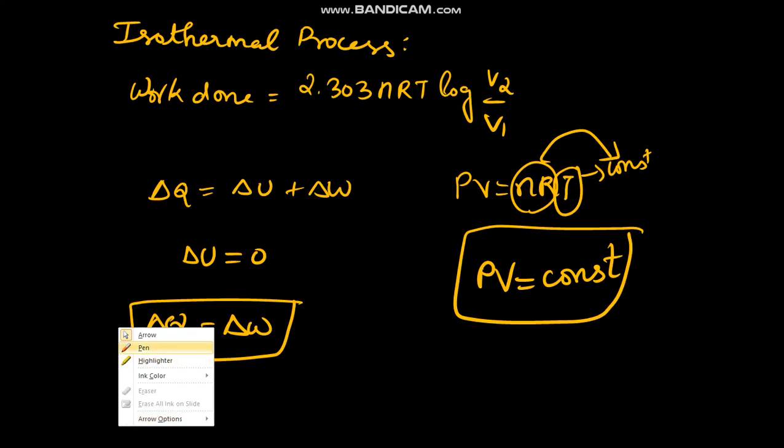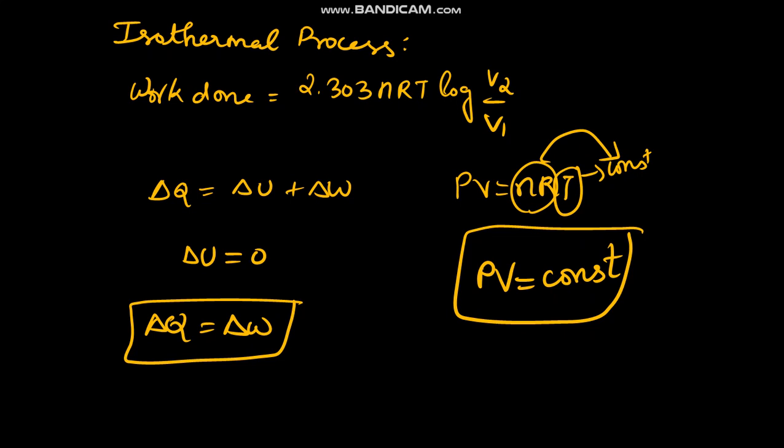In this video we will see the concept of work done in different types of thermodynamical processes along with their graphs. So if it is an isothermal process, the process which occurs at constant temperature, work done is given by 2.303 nRT log of V2 by V1.